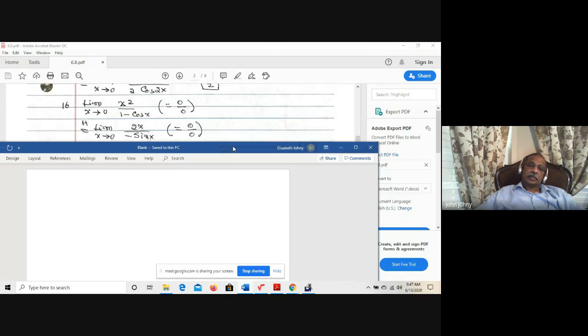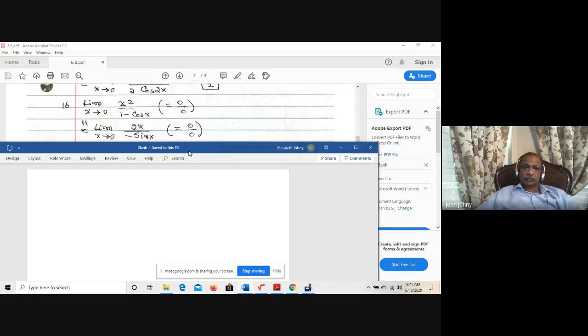Limit x approaches 0. Numerator 2x. Denominator is sin x. There is a small mistake here. The derivative is wrong here. I messed it up. So it is actually a plus sin x. It's not a minus sin x. It is a plus sin x. Please note that. So 2x divided by sin x.